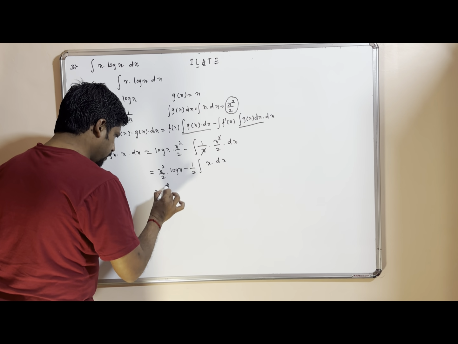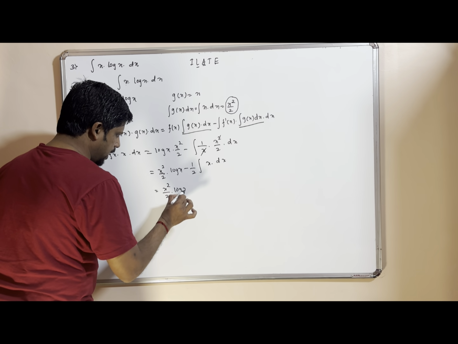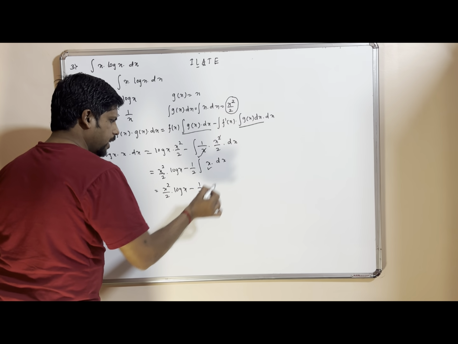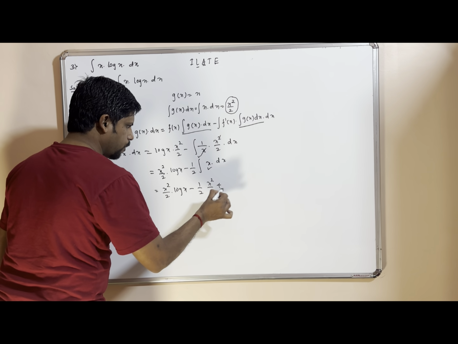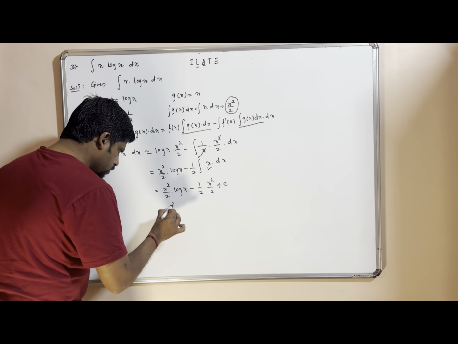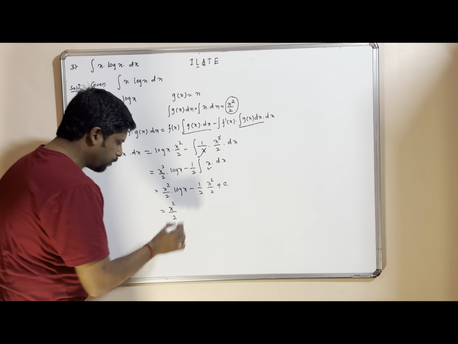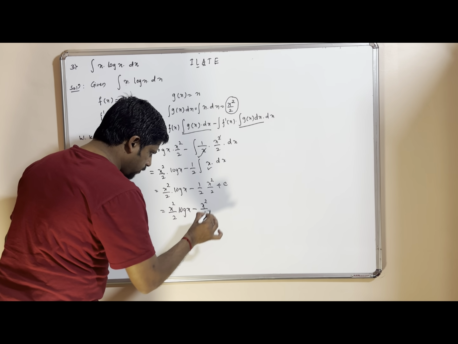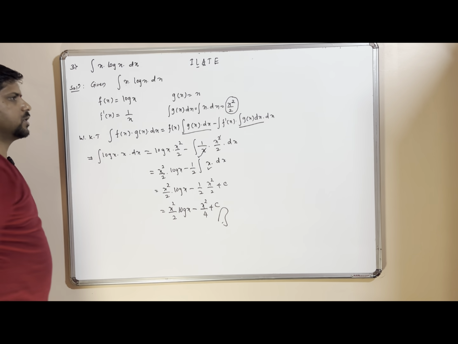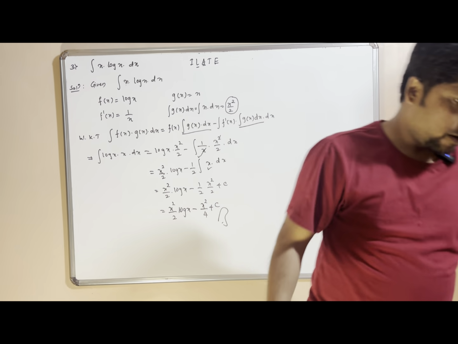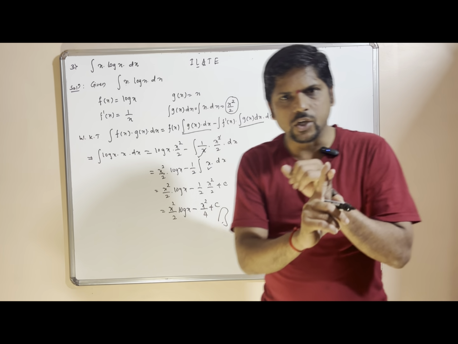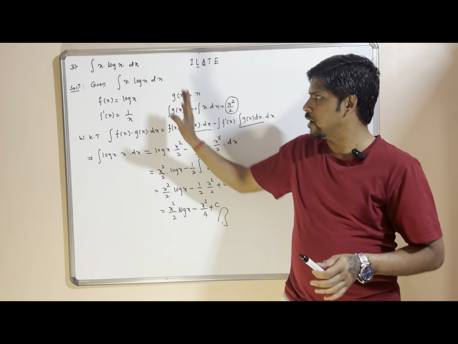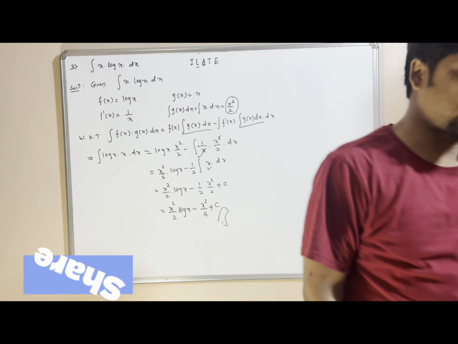So now simplify: x square by 2 into log x, keep it as it is, minus 1 by 2 integration of x into dx, which is x square by 2, plus c. So the final answer is x square by 2 log x minus x square by 4 plus c, which is the required solution. Write it down. These are integration by parts problems, and they can be asked in MCQs or in 2 marks questions. The chances of integration by parts appearing in MCQs and 2 marks questions are maximum.